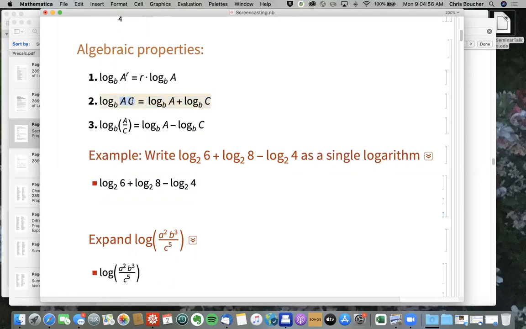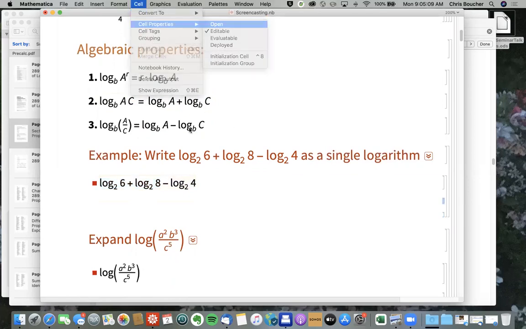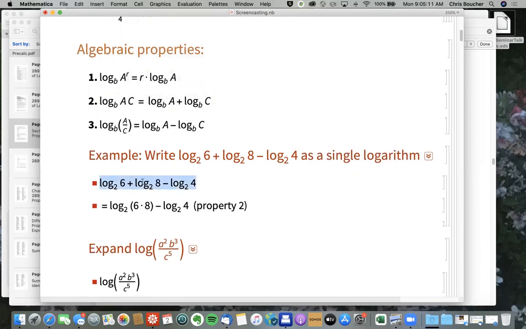I can use this either to expand the log of a product or compress the sum of the logs. And here I have the sum of the logs, and it's the same base, 2 in both cases. So that's equal to the log of a product, right? Here I have the sum of the logs. Here I have the log of the product, right?